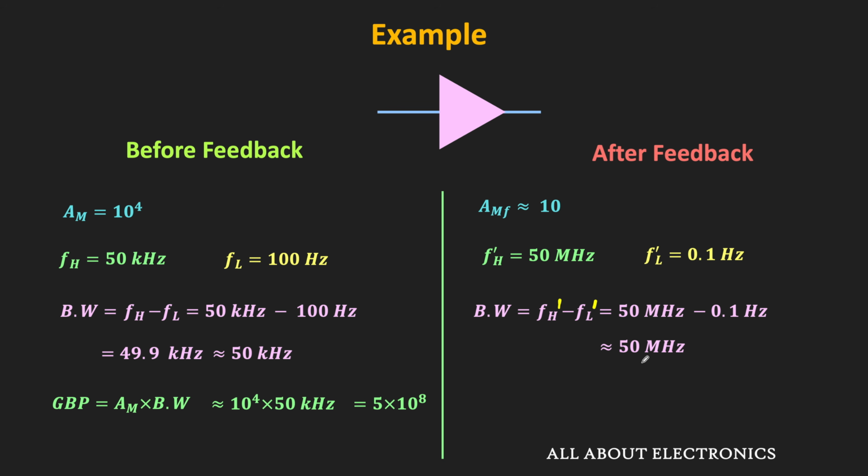And if we see the gain bandwidth product, then it will almost remain same. So in this case, if we see the gain bandwidth product, then that is equal to 10 times 50 MHz, and that is also equal to 5 times 10 to the power 8. So we can say that with the feedback also, the gain bandwidth product of the amplifier will almost remain constant. So in this way, with the negative feedback, the bandwidth of the amplifier will increase.